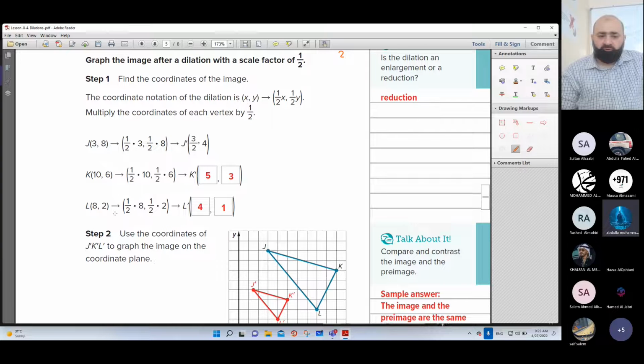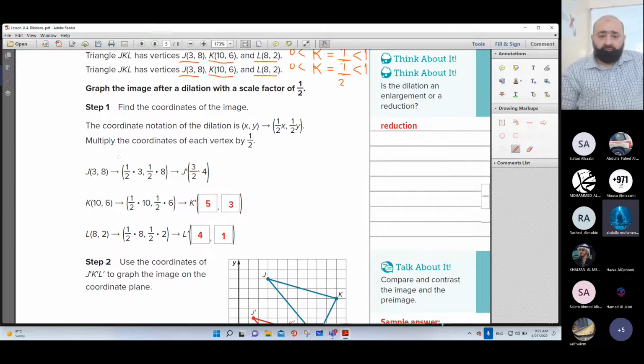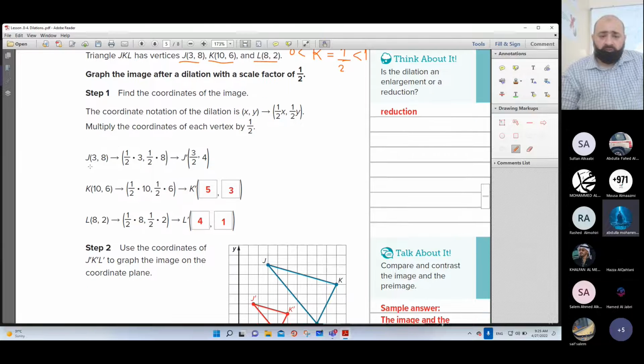The same idea for the third point, L (8, 2). Multiply x by half, which is 1 over 2 times 8, and multiply y by half, which is 1 over 2 times 2. 8 times half will be 4, and 2 times half will be 1. And we have here the points of the pre-image.